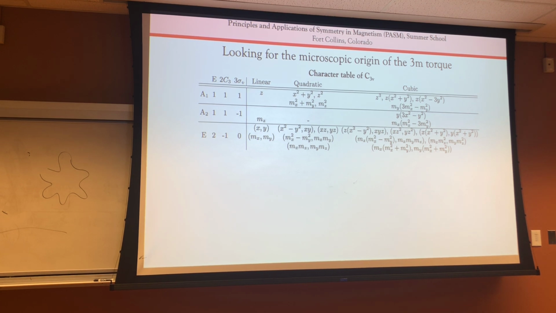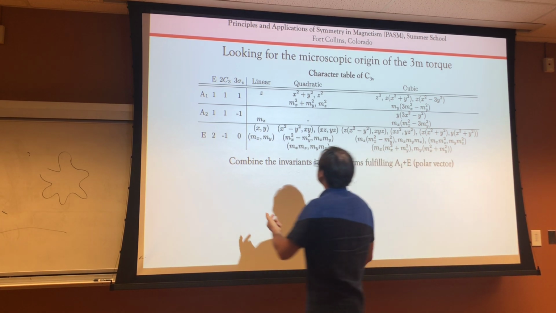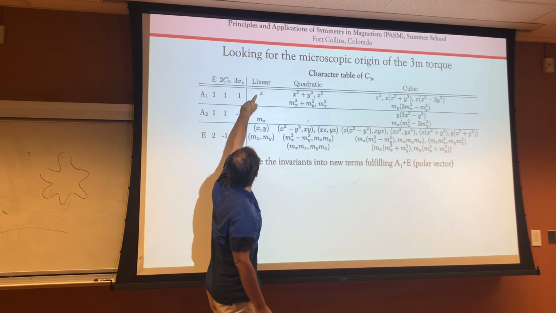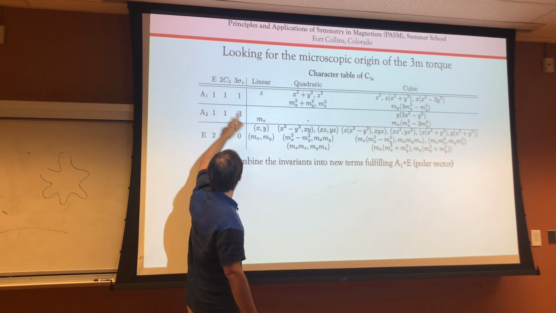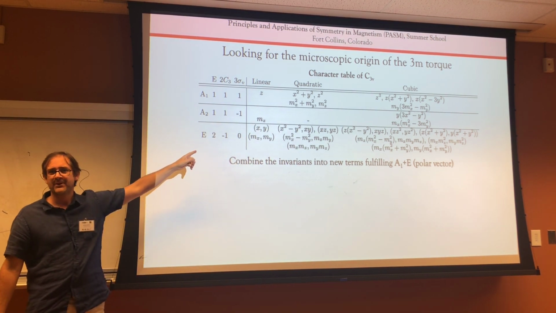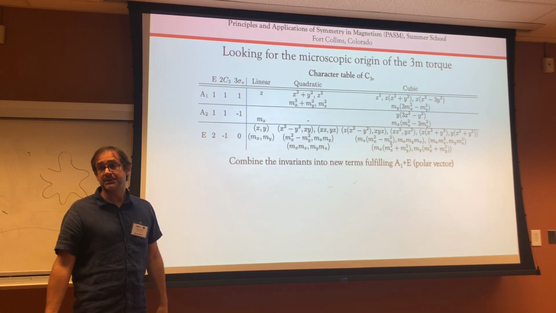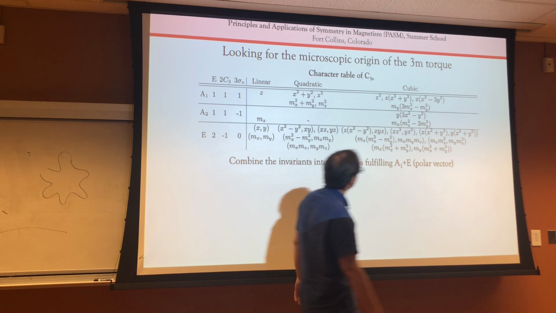So what we want to do now is to combine all these different functions to get our current. The current is a polar vector, so the current vector should transform as Z and XY. So the Z component of the current should be in A1, and the XY component of the current should be in E. It turned out that we don't care about the Z direction because we have a two-dimensional system. We never send the current perpendicular. So that makes our life a little bit easier.